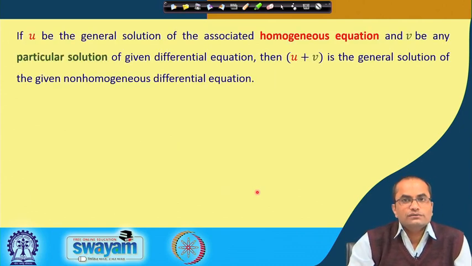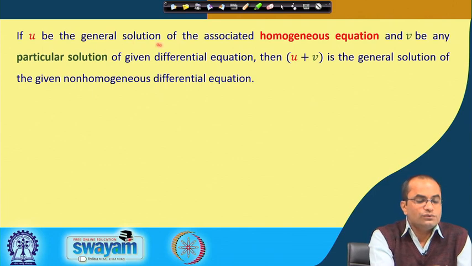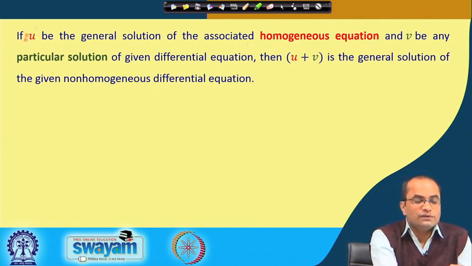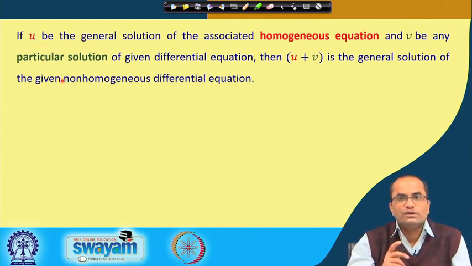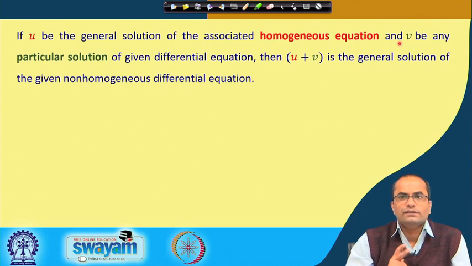Now, another important result which we will go through now. If u is the general solution of the associated homogeneous equation, so u, we are talking about the solution of the homogeneous equation. Again recall that a homogeneous equation is when the right hand side is set to be 0. So u satisfies that homogeneous equation, and v, another function, is any particular solution of the given differential equation. So here we have taken these two solutions.